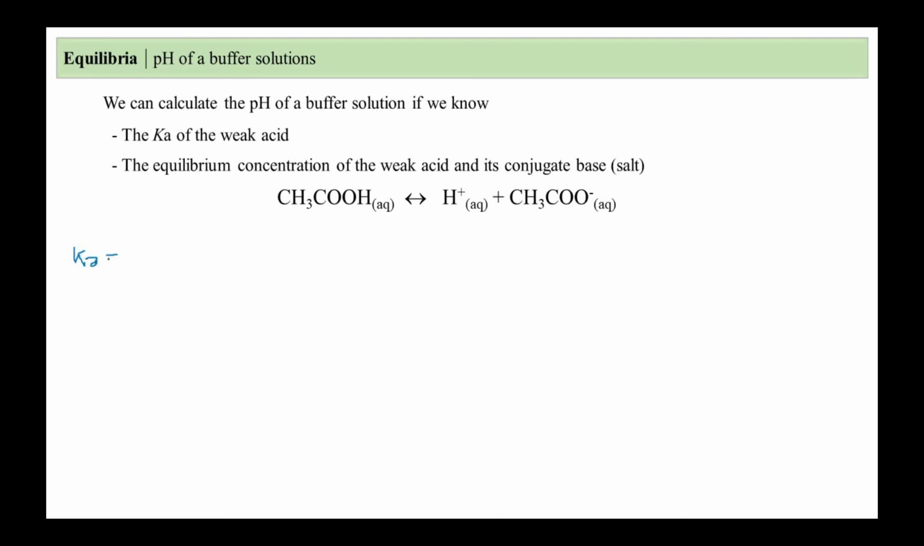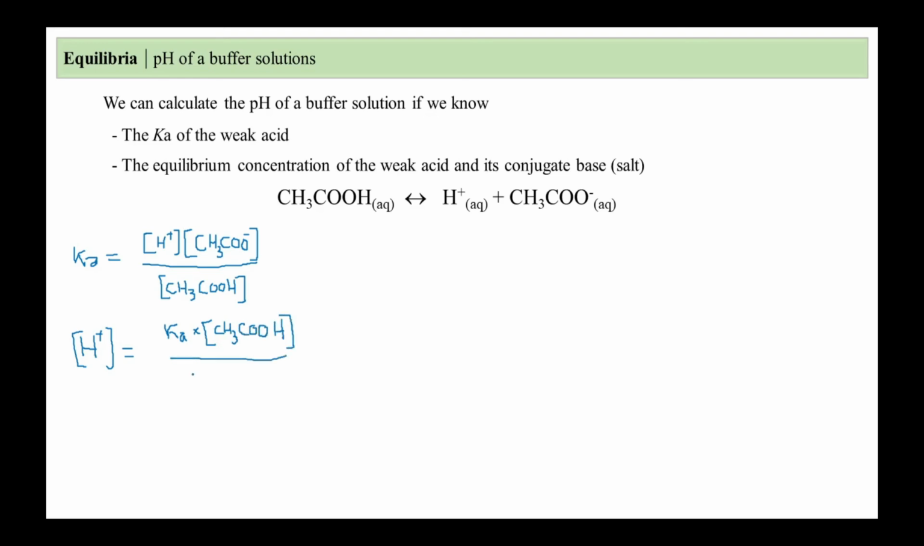The expression of Ka for this equation will be equal to the concentration of H plus ions times the concentration of ethanoate ions, CH3COO minus, over the concentration of the acid, CH3COOH. Then from here we can rearrange to find the concentration of H plus ions. So we can write that the H plus ion concentration is equal to the value of Ka times the concentration of the acid, CH3COOH, over the concentration of the base.